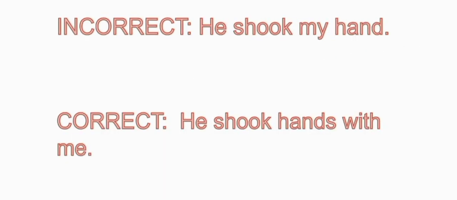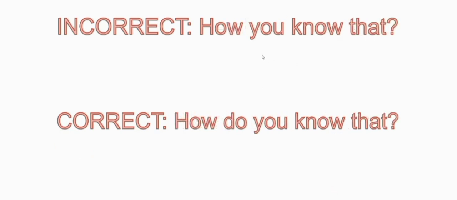Incorrect sentence is, he shook my hand. This is related to shaking of hands. The correct sentence is, he shook hands with me. How you know that? Many of the students make this mistake. It's a question. So here do is missing. How do you know that is the correct answer.